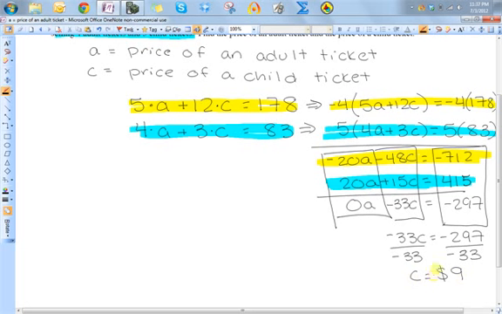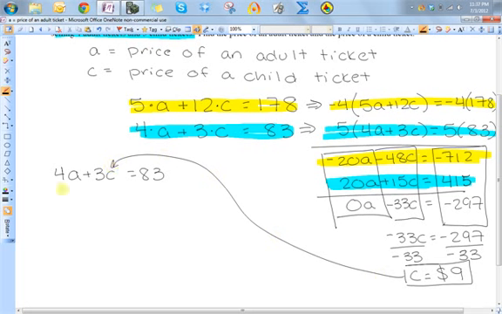Okay, you don't want to forget your unit of measure. In this case, it's dollars. Okay, so 4A plus 3C equals 83. What I'm going to do now is take this value of C and plug it into either one of these equations. I've just chosen the second one because it has smaller numbers. So I'm going to plug C, which is 9, into this equation. So 4A plus 3 times 9 equals 83. So 4A plus 27 equals 83.